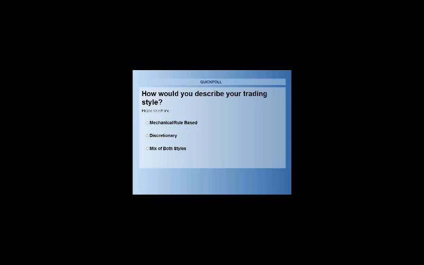Okay, so it looks like of the people here, about a third are mechanical rule-based traders, about 10% are discretionary, and about 60% or so are actually a mix of both styles. So it doesn't matter if you're a discretionary or mechanical trader. Both of you experience slippage. And so slippage, you can think of it as just paying the spread costs. You're going to pay it.